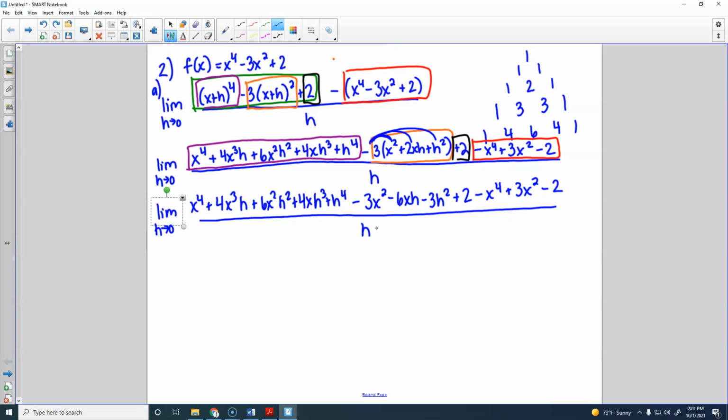Alright, so you got all of this stuff, and when we're doing a problem like this, everything that does not have an h should cancel out. So if it doesn't, you messed up somewhere. So the x to the 4th and the negative x to the 4th cancels. All of these things have h's. I've got a negative 3x squared and a positive 3x squared. And then I've got a positive 2 and a negative 2. And so if you look at all the terms you have left, you should have h's with all of them. So you can factor one h out.